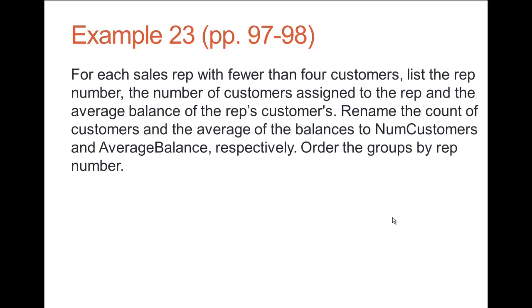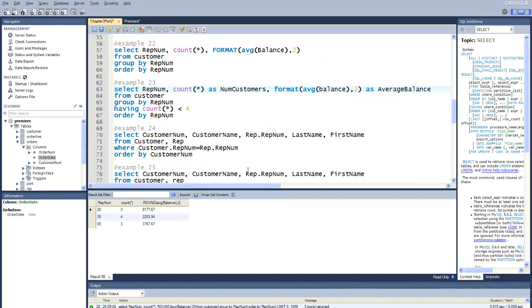Example 23 is on pages 97 and 98. For each sales rep with fewer than 4 customers, list the rep number, the number of customers assigned, and the average balance. Rename the count of customers and the average of the balances to num customers and average balance respectively, and order the groups by rep number. So we're trying to take a lot of the different concepts that you've learned so far and put them together into this one example.